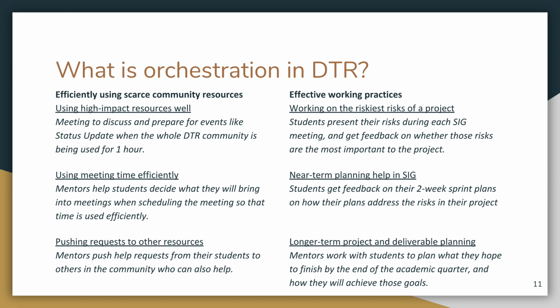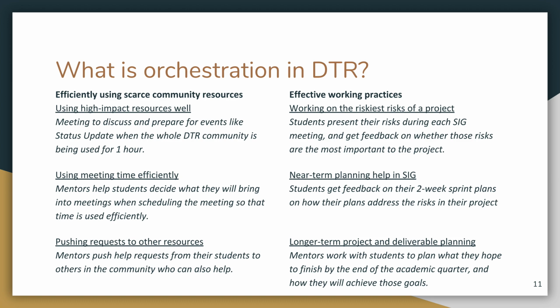And there are also two different goals towards planning. The first would be near-term planning in SIG. Students would take their risks and have a plan of work for the next 2 weeks for their sprint plan on how they plan to address their risks. And they would get feedback on whether certain tasks were right or wrong, or if they had too many tasks, how they might slice down so that they can do the work and deliver something useful by the end of the sprint, in the limited time that they have.